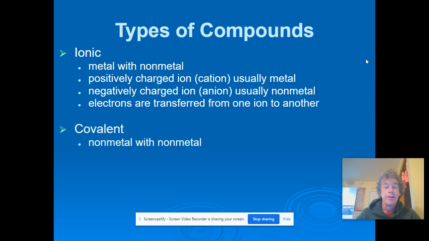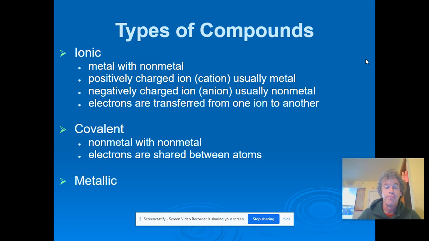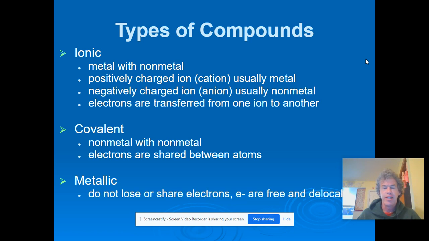Now, in covalent, it's generally two nonmetals bonding to each other, and the electrons are shared. So there's no transfer of electrons. The elements just share the electrons. There are also metallic compounds, which are basically just metal atoms together, and the electrons are free roaming and delocalized within the metallic matrix. And you can make alloys with metals as well. That's when you have a mixture of a couple of different types of metals. You'll make an alloy like brass or something like that.